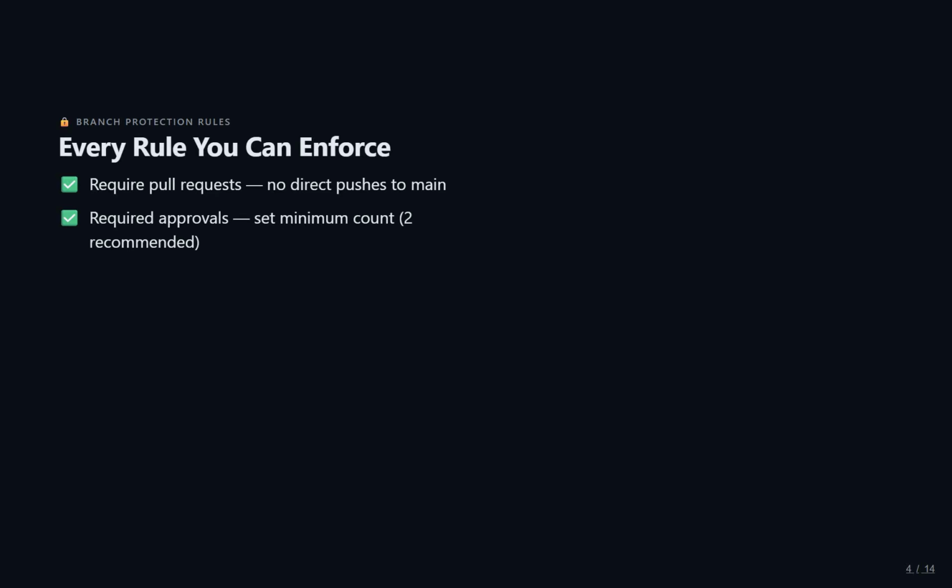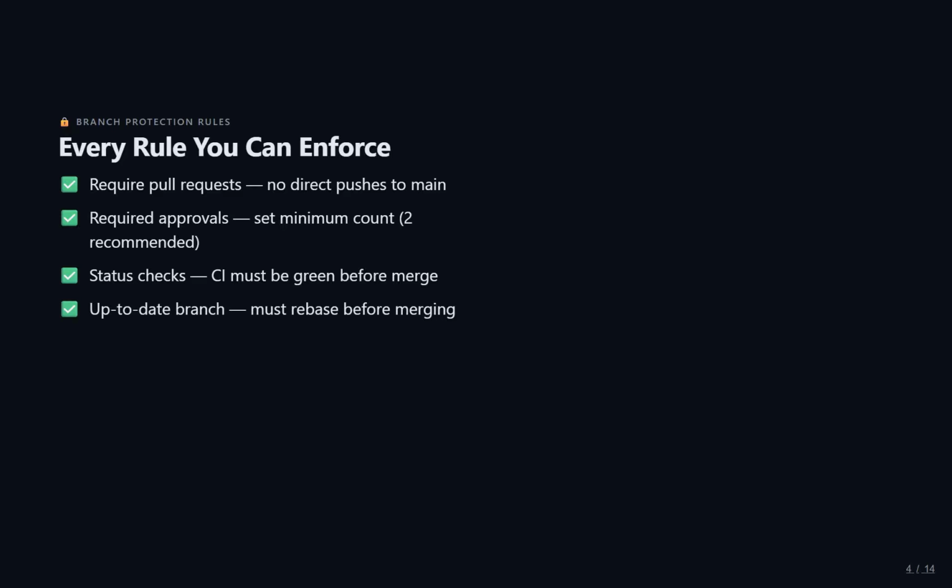You set a minimum approval. I would suggest at least 2 approvals if it's a production branch, and you should have a status check, like your CI must pass. The tests, lint, and security scan should all be green before it can be merged. You should have an up-to-date branch, meaning the PR must be rebased to the latest main branch.